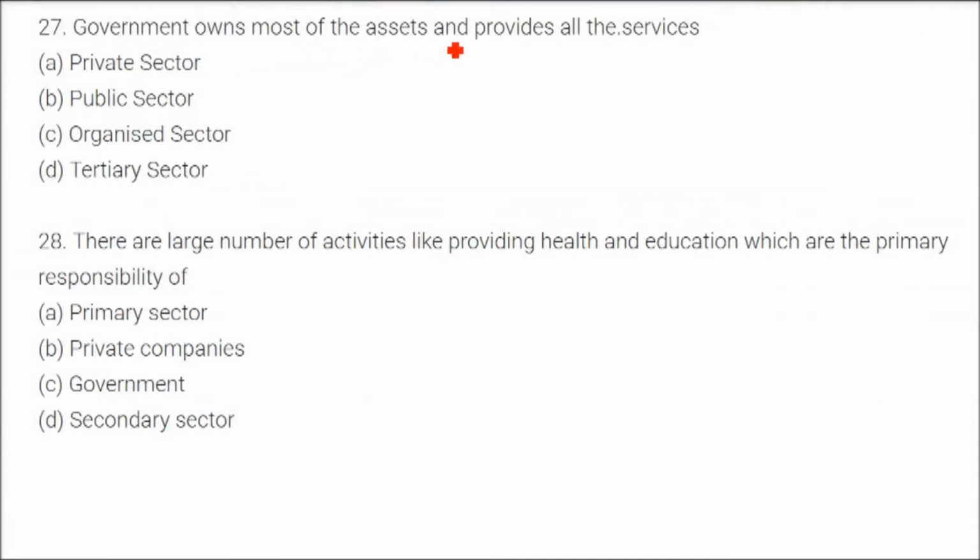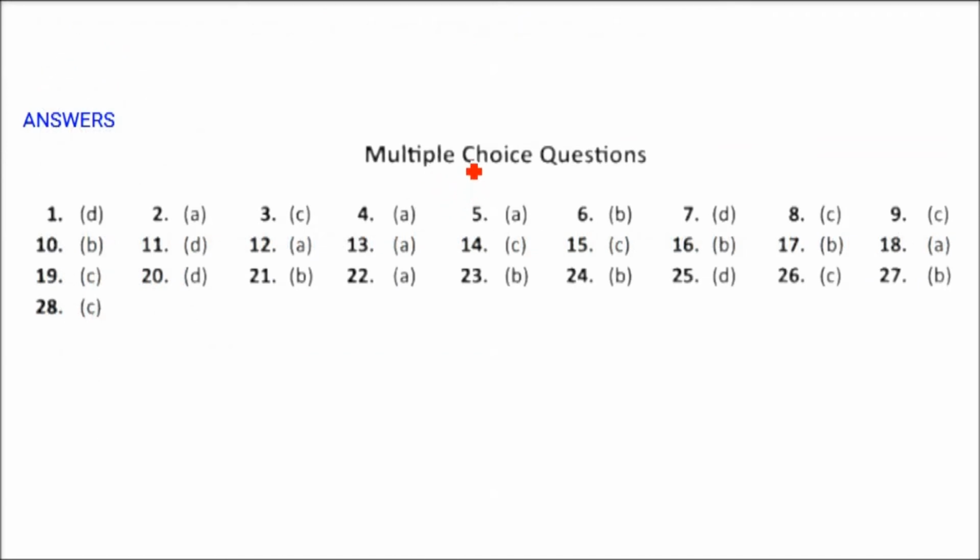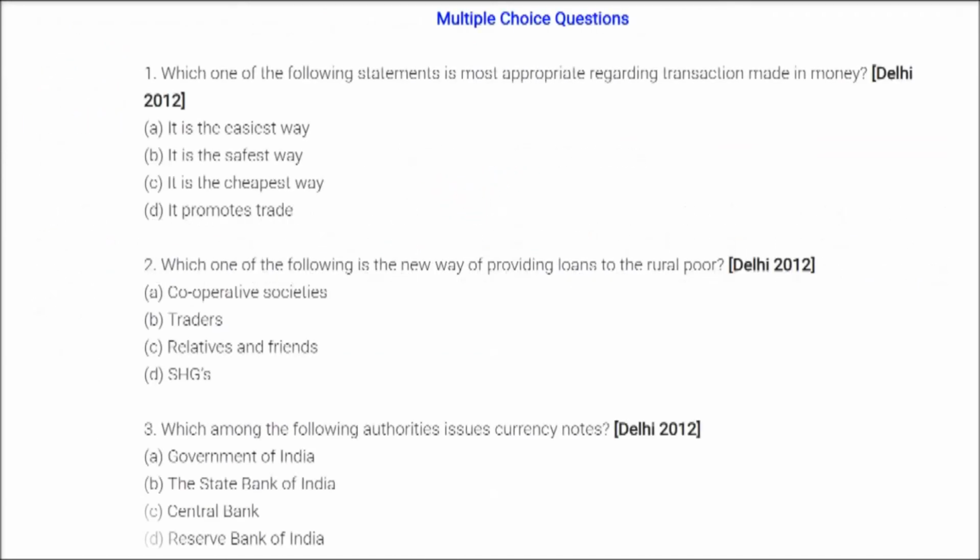Government owns most of the assets and provides all the services. Government owned is public sector, so B is the answer. There are a large number of activities like providing health and education which are the primary responsibility of, the answer is government. This is the key to the solution.